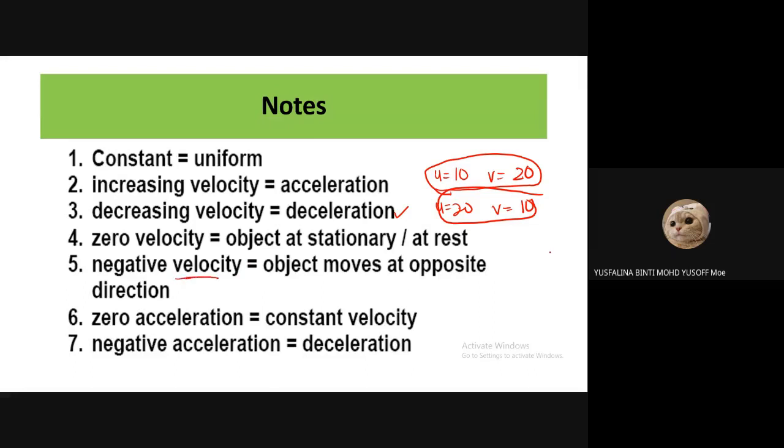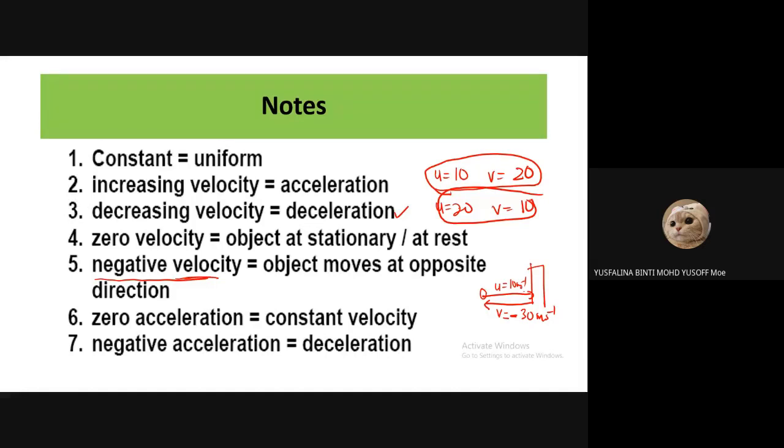Let me give you an example. I have a ball, and the ball hits the wall and bounces back. Let's say the initial velocity is 10 ms^-1. When it bounces back, the final velocity you have to put as negative, because it moved in the opposite direction, so negative 30 ms^-1. This is what negative velocity means, because it changed direction.